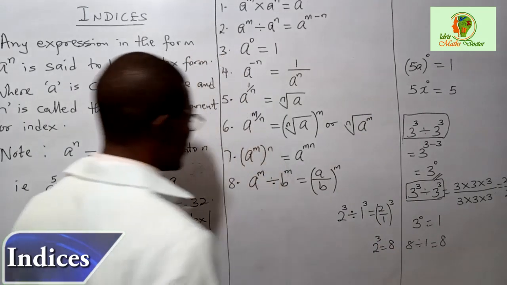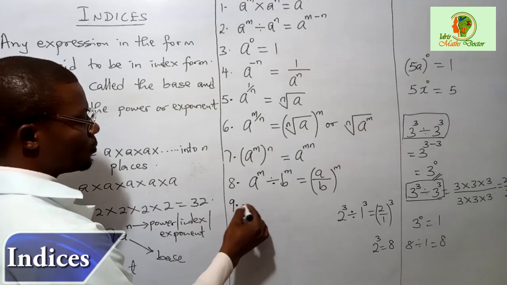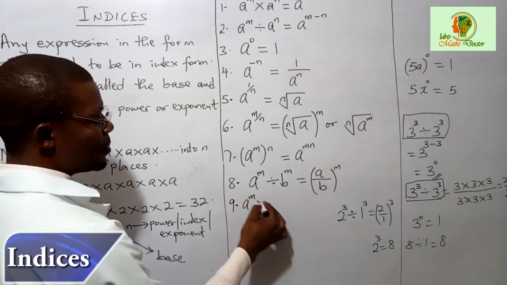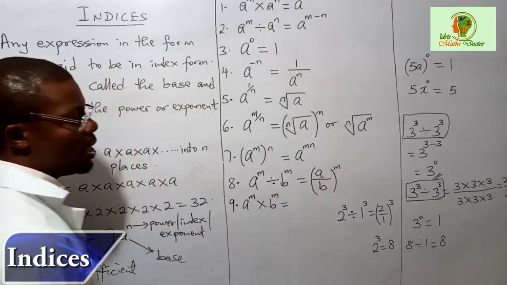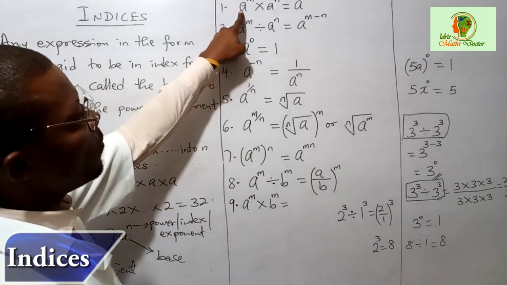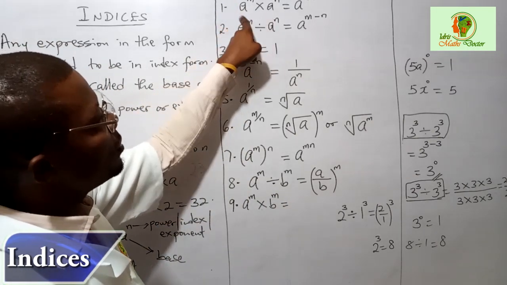So the same answer. Law number 9, a raised to power m times b raised to power m. This law is similar to law number 1. Again, here the bases are not the same.